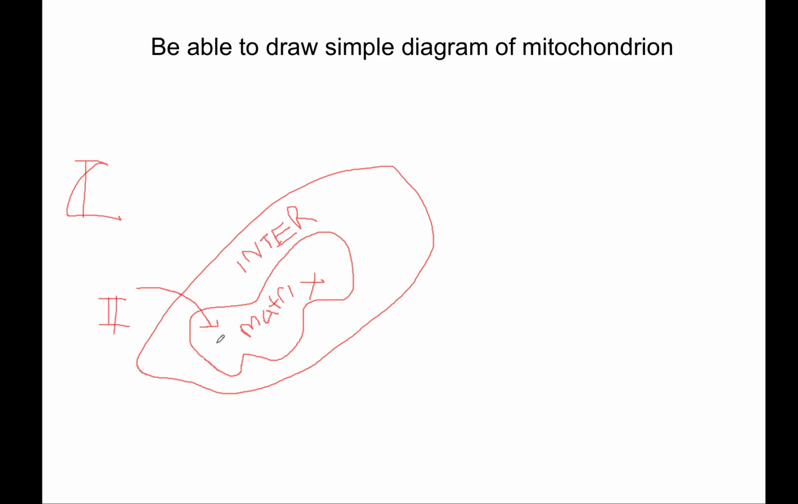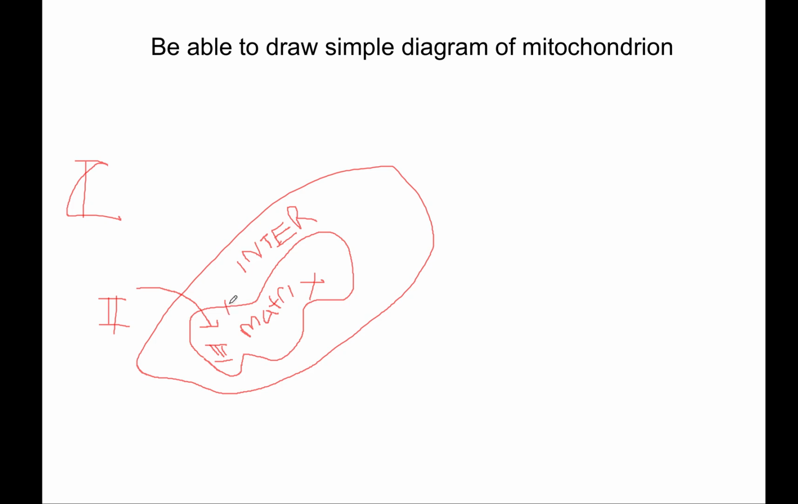Now, when you're drawing this on a test, it's important that you give me some words here. Starts in the cytoplasm, moves to the matrix, because otherwise it looks like you're saying the entirety of stage 2 happens in the matrix, and that's not true. Starts in the cytoplasm, moves to the matrix. Stage 3, Roman numeral 3 here, that happens in the matrix. That's the citric acid cycle.